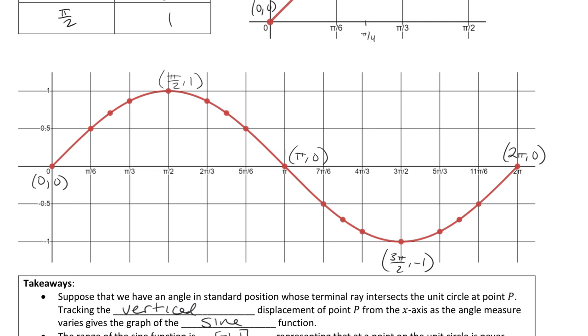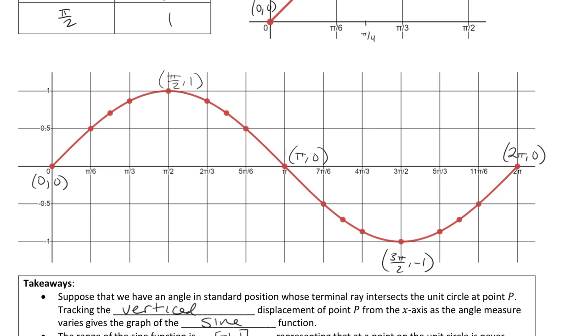So there are 5 points, really 4 because they start repeating here. 0, 0, very important. Pi over 2, 1, very important. Pi, 0, very important. 3 pi over 2, -1, very important. And back at the beginning, 2 pi, 0, which is a repeat of 0, 0, because that's the period of this function.